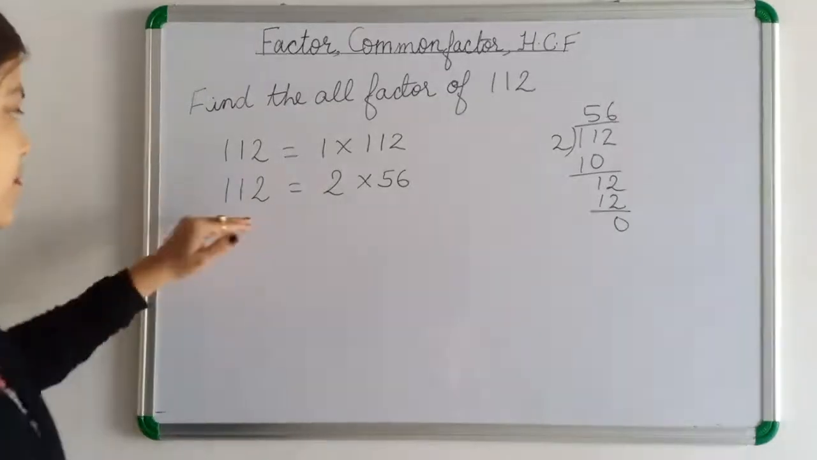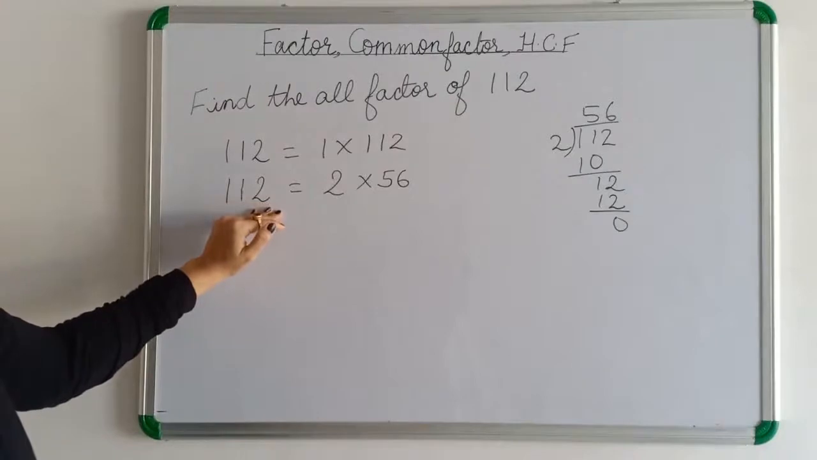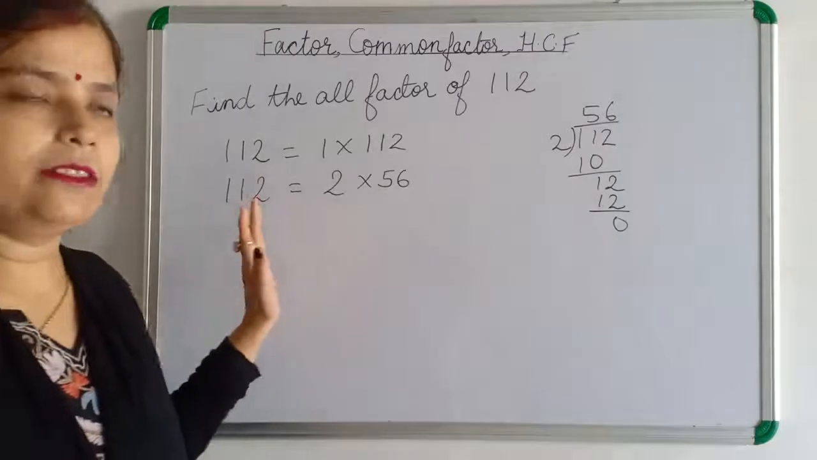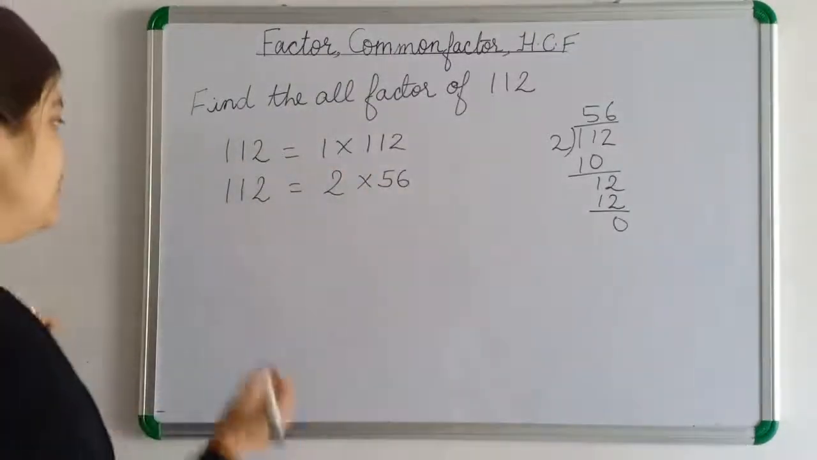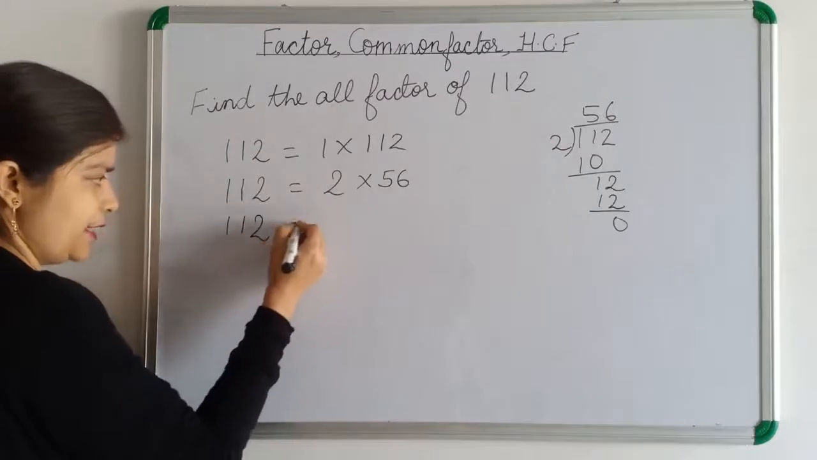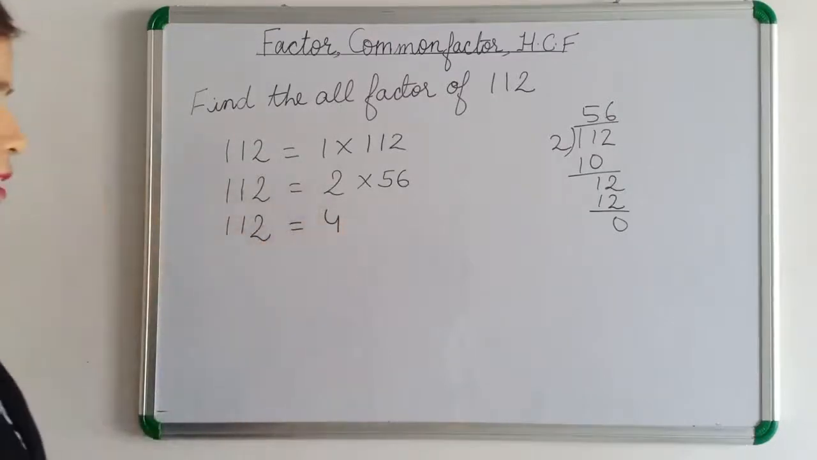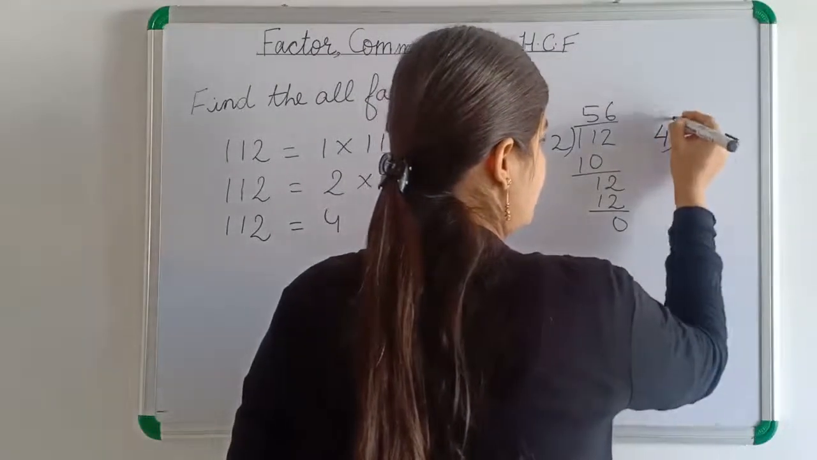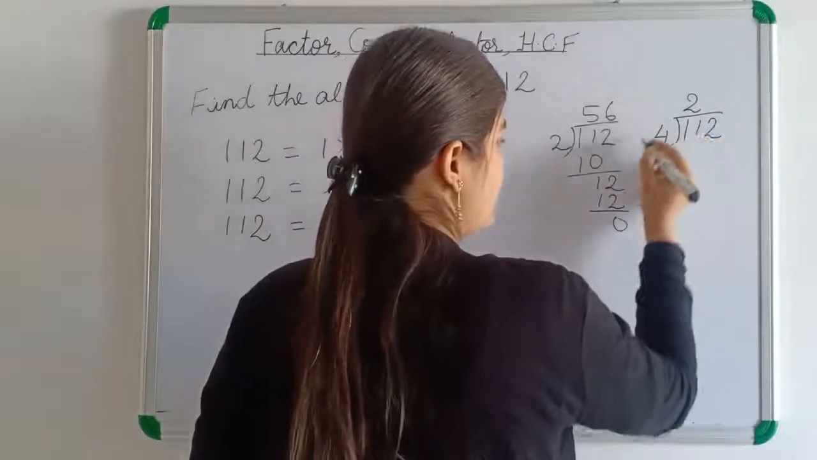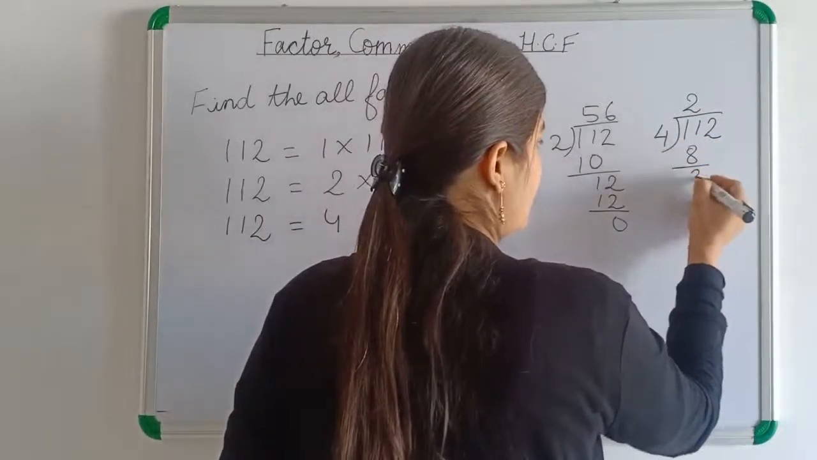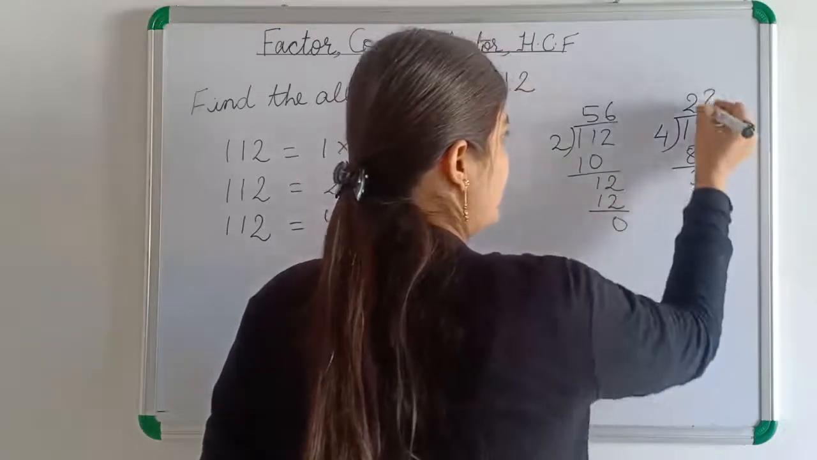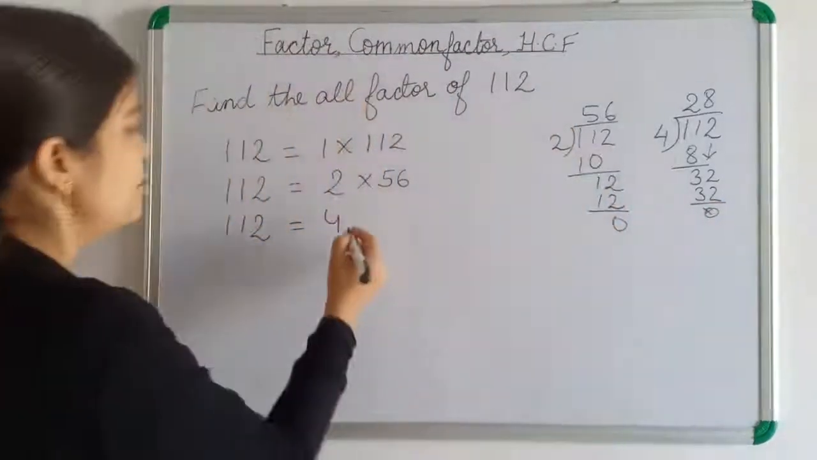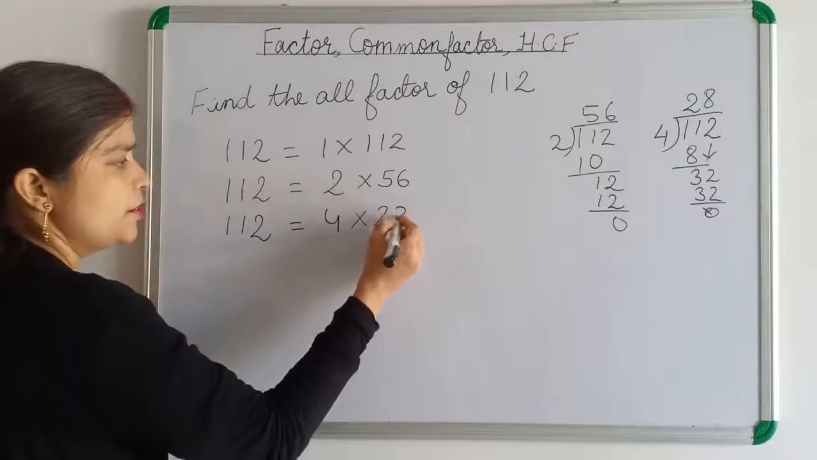Now again you find whether 112 is divisible by 3 or not. It is not divisible by 3. We can't divide by 3, so we can't write it as a product of 3. Now 112 is divisible by 4, so we can write it as a product of 4. So here it is 4 into 28. We can write it as 4 into 28.